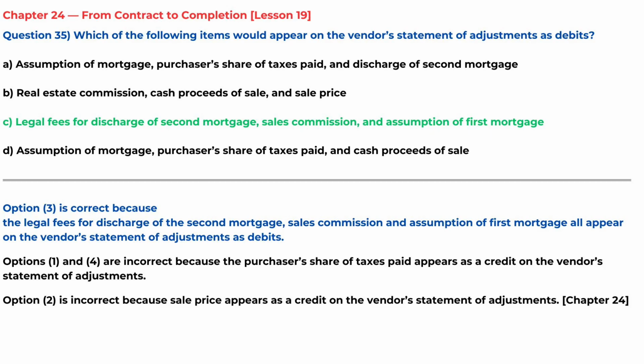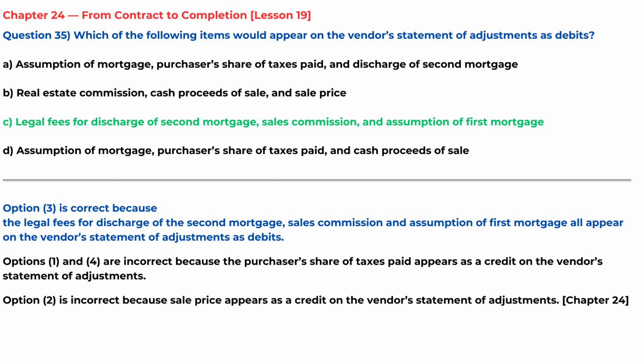Option C, legal fees for discharge of second mortgage, sales commission, and assumption of first mortgage is correct, because the legal fees for discharge of the second mortgage, sales commission, and assumption of first mortgage all appear on the vendor's statement of adjustments as debits. Options 1 and 4 are incorrect, because the purchaser's share of taxes paid appears as a credit on the vendor's statement of adjustments. Option 2 is incorrect, because sale price appears as a credit on the vendor's statement of adjustments.